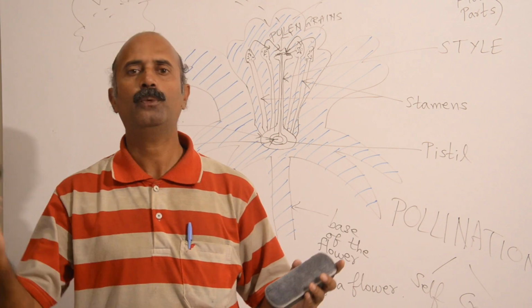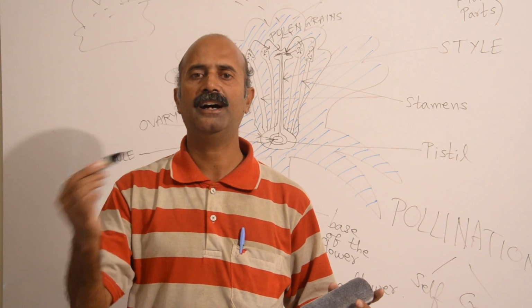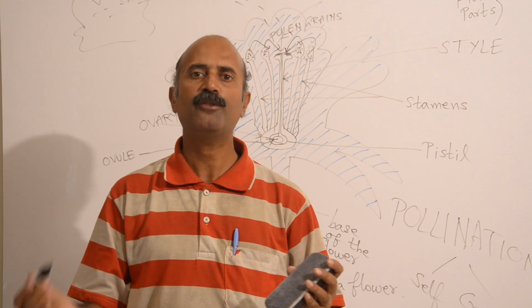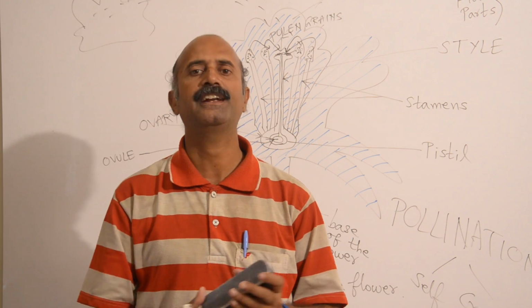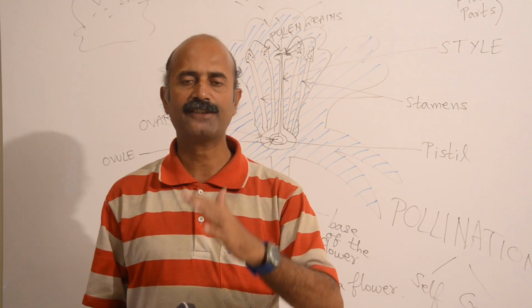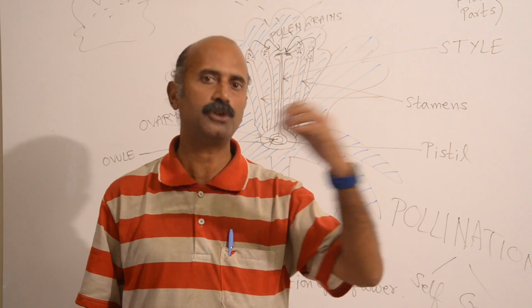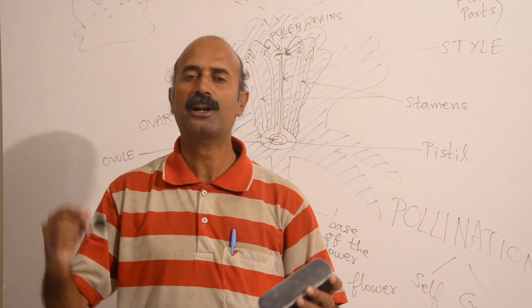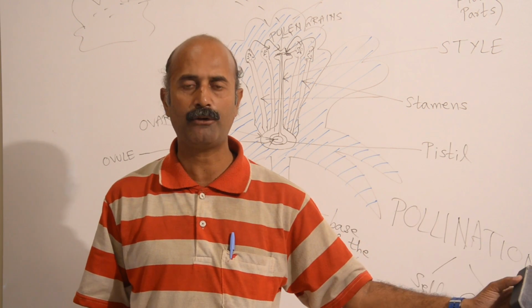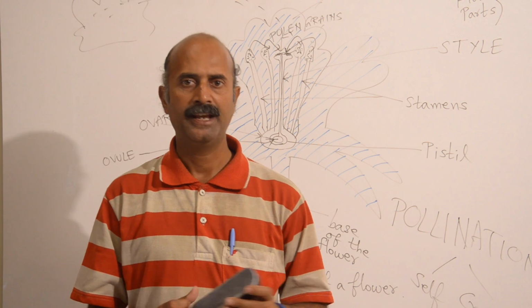When the transfer of pollen grains occurs in the same flower, that is known as self-pollination. When the transfer of pollen grains occurs from one flower to a different flower, from the male part of one flower to the female part of another flower, that is known as cross-pollination.